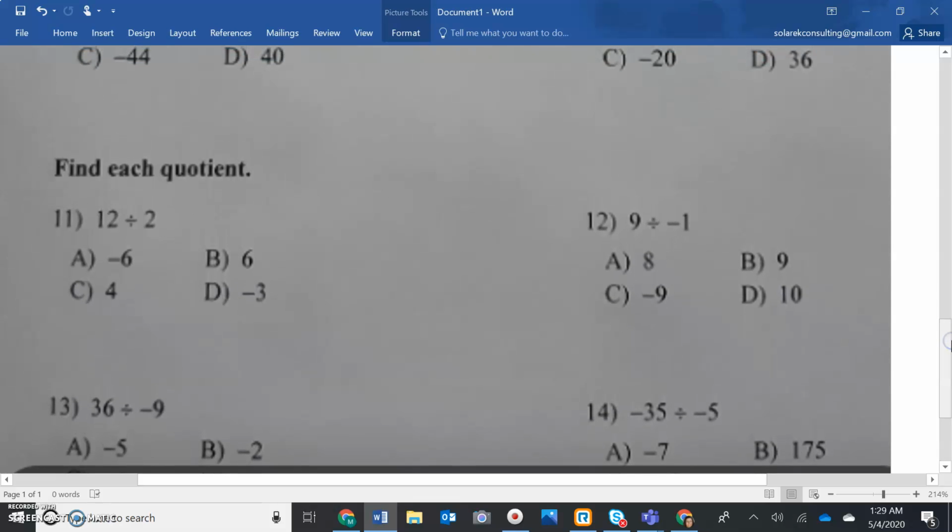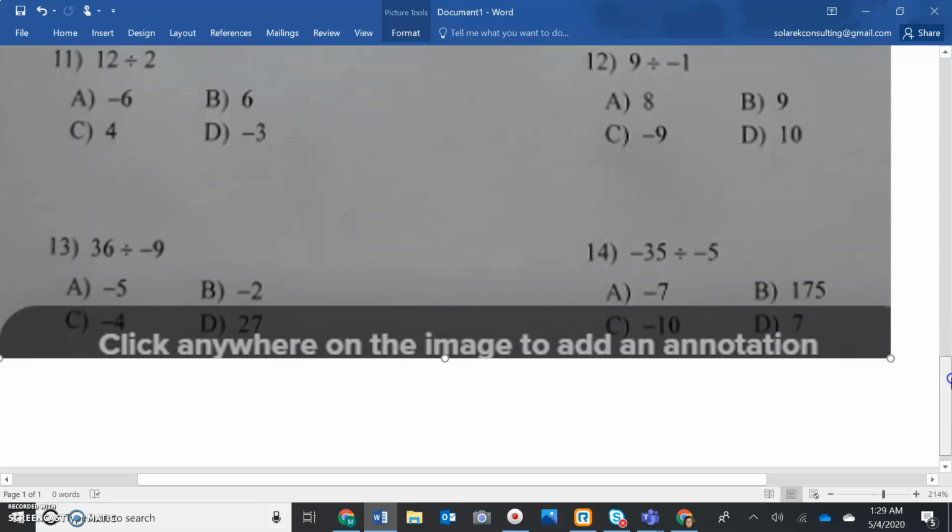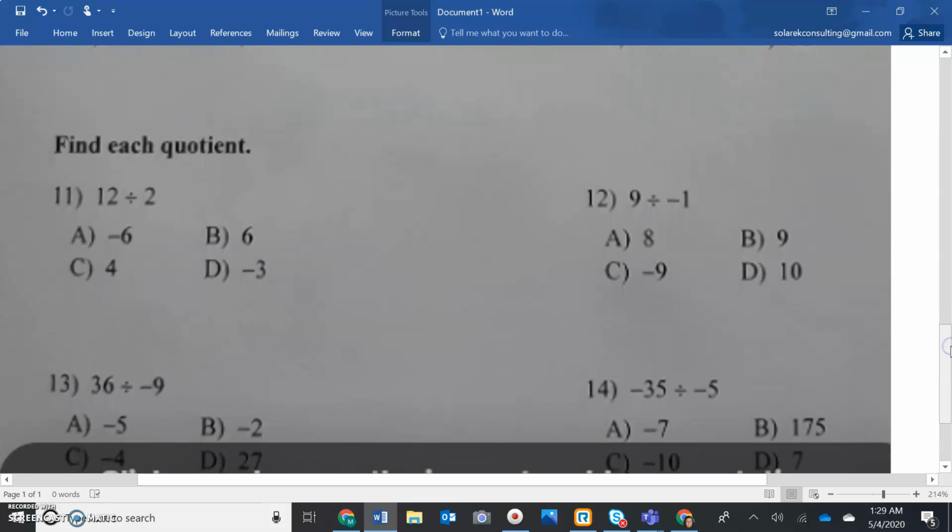Okay, now we're going to work on some division. And we are going to do 4 more problems, and I'm going to let you be done. So 12 divided by 2. That means that you would take 12 and you'd make 2 piles. What would you get? Number 11 would be B, 6. You could put 6 in each pile.